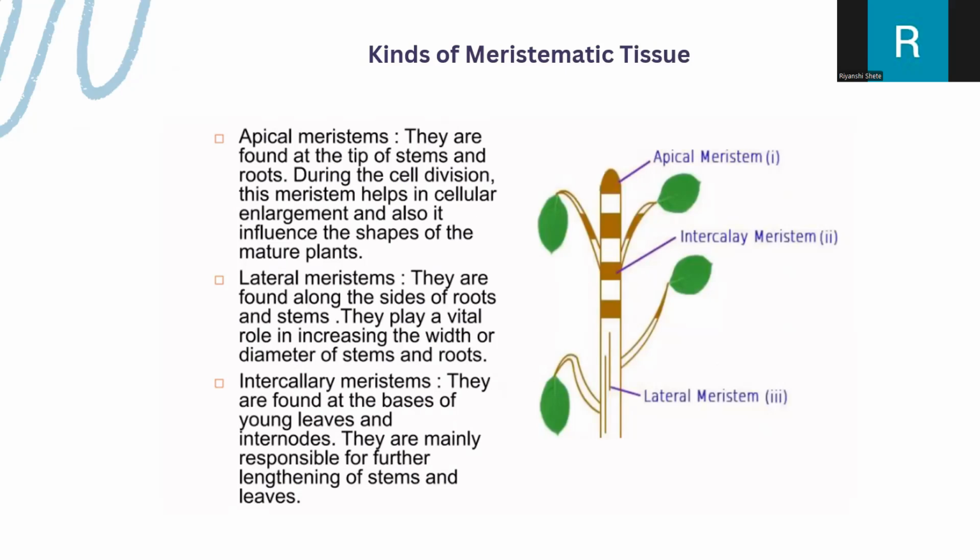And intercalary meristems are found at the base of young leaves and internodes, and they are mainly responsible for further lengthening of the stems and the leaves. So basically, these three are important for the growth of the plant, whether in terms of cell division, growth, diameter, or width of the plant.